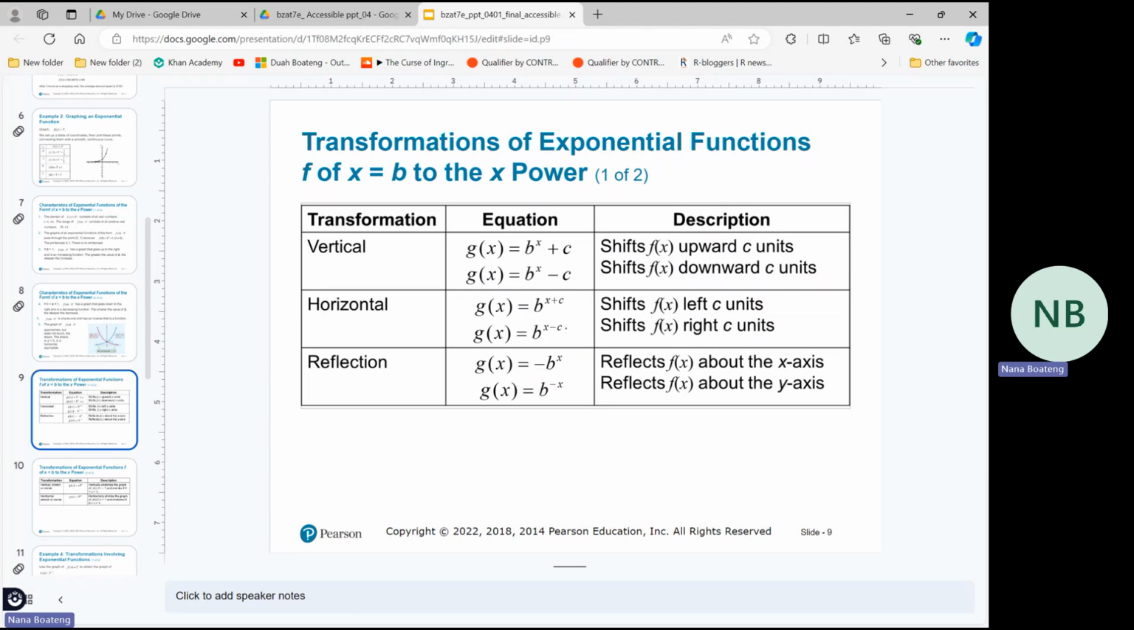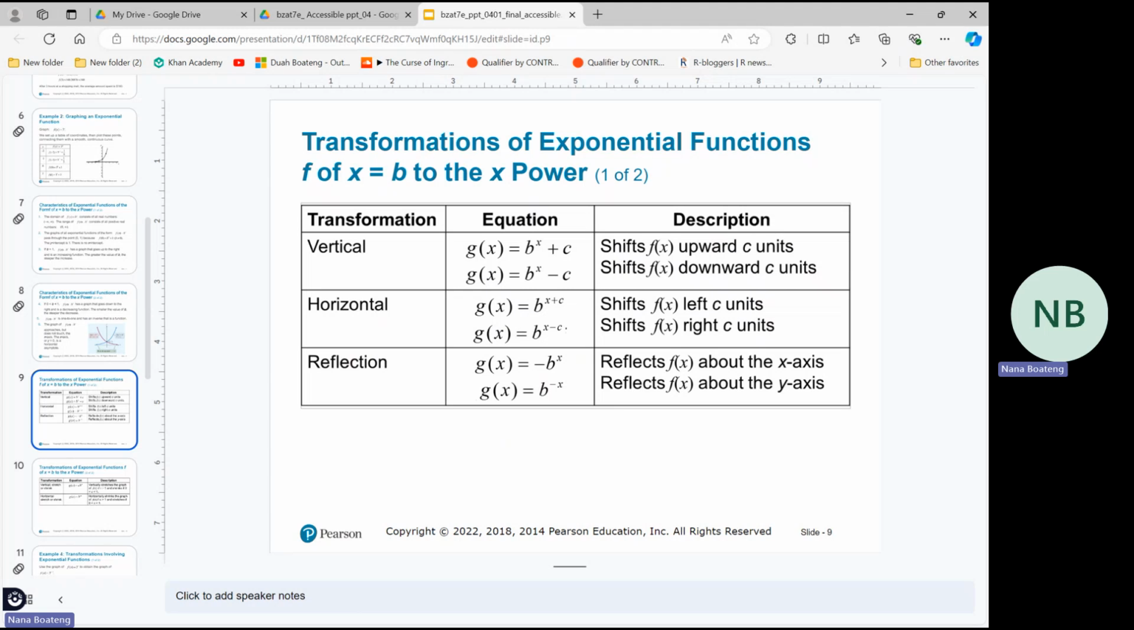And for the horizontal shift, b to the exponent x plus c: if c is added to the exponent, then f of x is shifted to the left by c units. The c is always a number, whereas the x is the variable. And g of x equals b to the x minus c means f of x is shifted to the right by c units.